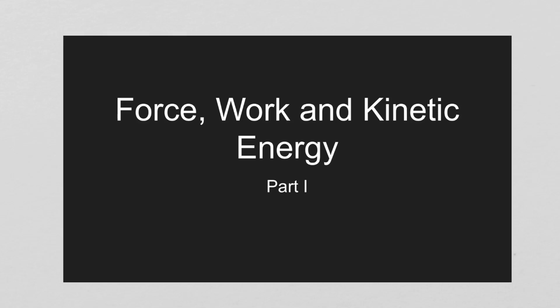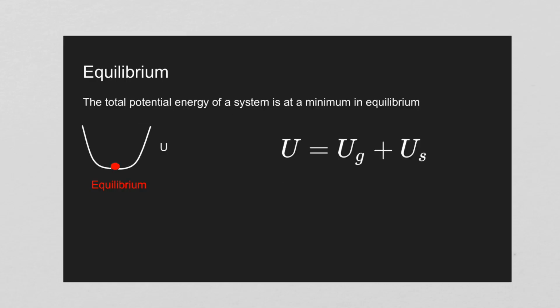Let's talk about force, work, and kinetic energy. Energy has always been a focus of this class, and now we're going to relate it to forces. We're going to start by looking at the equilibrium condition, and the total potential energy of a system is at a minimum in equilibrium. So the types of potential energy we've talked about so far are gravity and springs. Gravity, just mgy, and springs 1/2 kx squared.